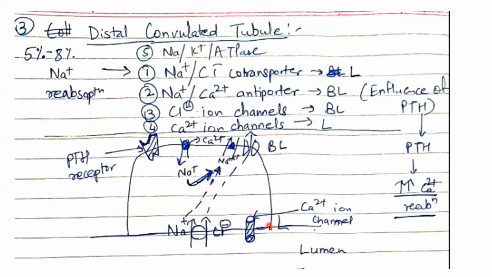And then we have some channels. At the luminal membrane, we have a calcium ion channel, and at the basolateral side we have a chloride ion channel. Whichever chloride ions are coming are expelled out through the chloride ion channels, and whichever calcium has to come in is coming from the luminal side. So parathyroid hormone helps in calcium reabsorption. So there are 5 things: sodium potassium ATPase, sodium chloride cotransporter, sodium calcium antiporter, calcium ion channels, and chloride ion channels. Okay, a lot to remember, I know, but with the explanation and with revision it will be very easy.